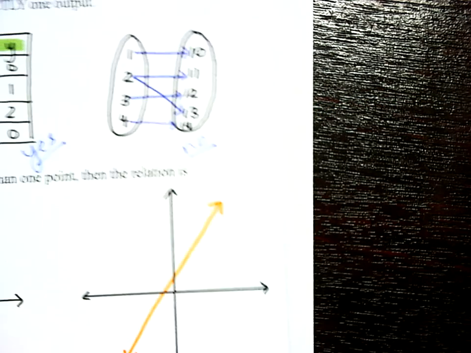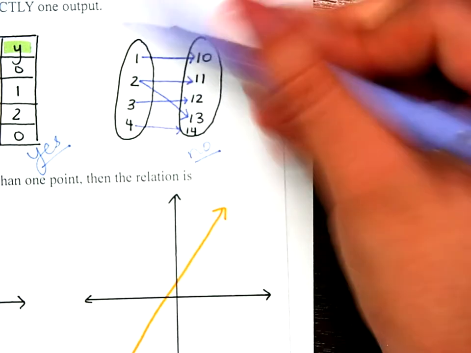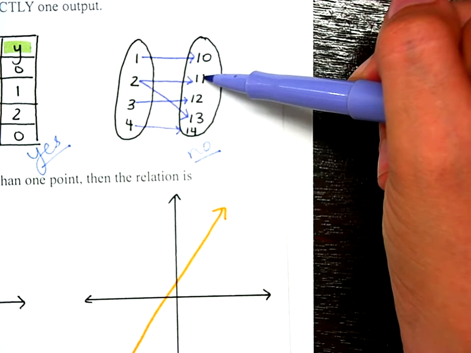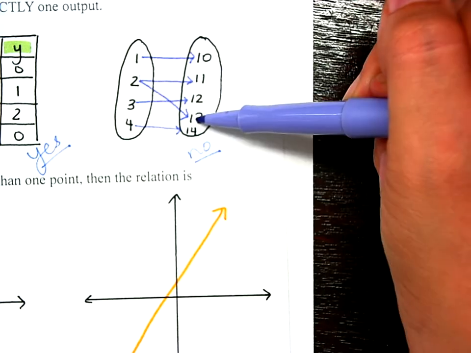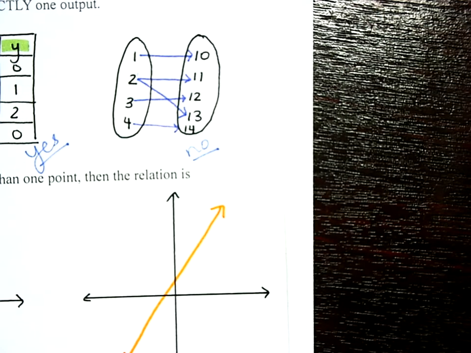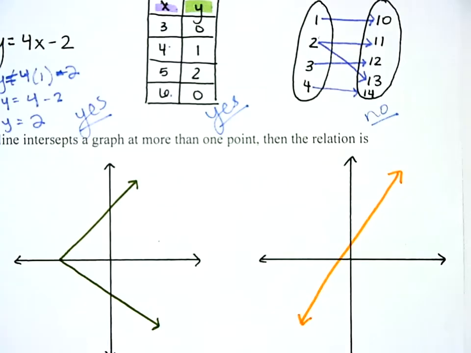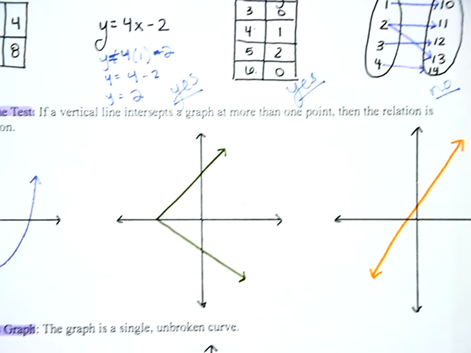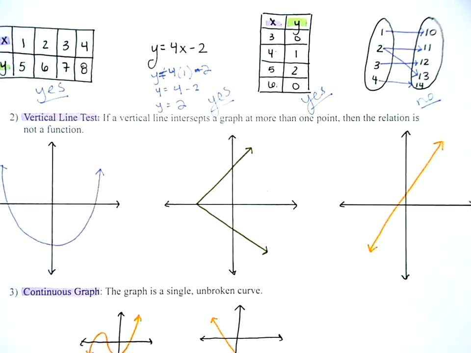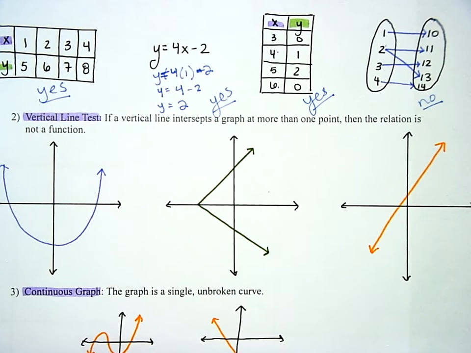In other words, my x values would repeat. I've got 2 with an output of 11. I also have 2 with an output of 13. So this is not a function. Okay. The vertical line test, so our next important term highlighted right here. This is a test that we can do in order to see if a graph is a function.